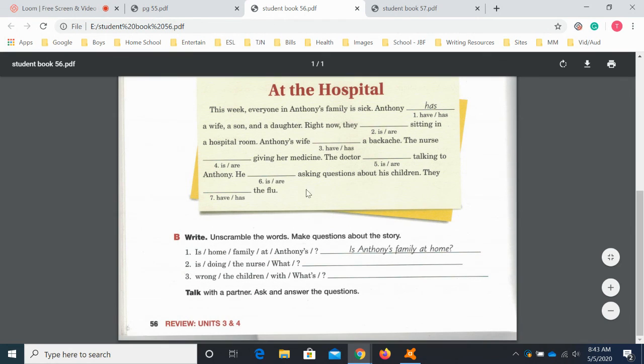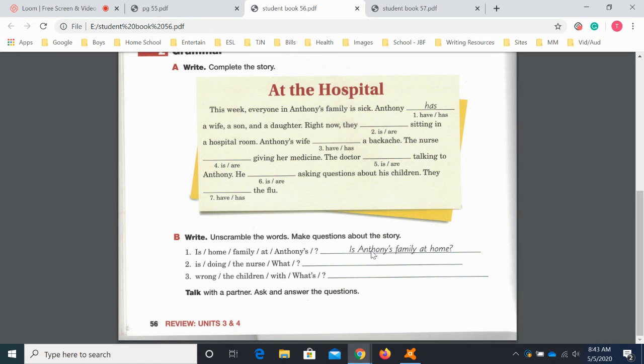Okay, the last part here says unscramble the words, make questions about the story. So here are our words: is home, family, at Anthony's. And the correct question is, is Anthony's family at home? Next we have, is doing the nurse what? The correct question is, what is the nurse doing?